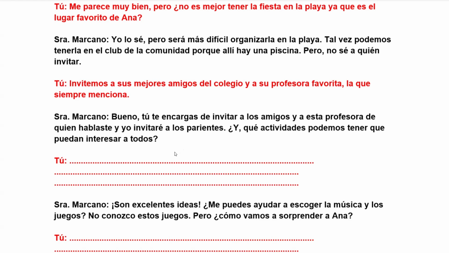So now we have to give a response here. And this is obviously a response to this question where she asks, what activities can we have that could interest or appeal to everyone? All right, so here's where we have to give a response. And as you guys know by now, you have to read what she says below, right? You have to read what she says below.